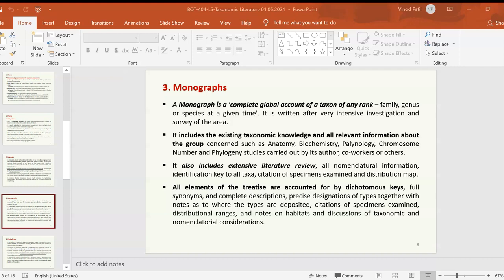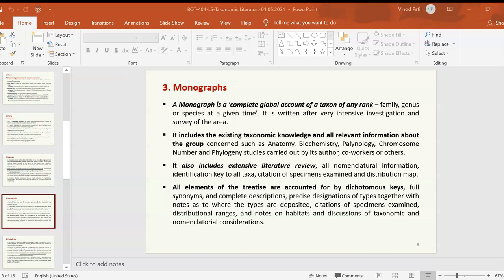A monograph may be of a family, a particular genus or a species at a given time. So, a monograph is a book which contains the knowledge of a particular taxon at a time. For example, family Asteraceae. That is called a monograph of Asteraceae. That will give every detail of the family Asteraceae, isn't it?